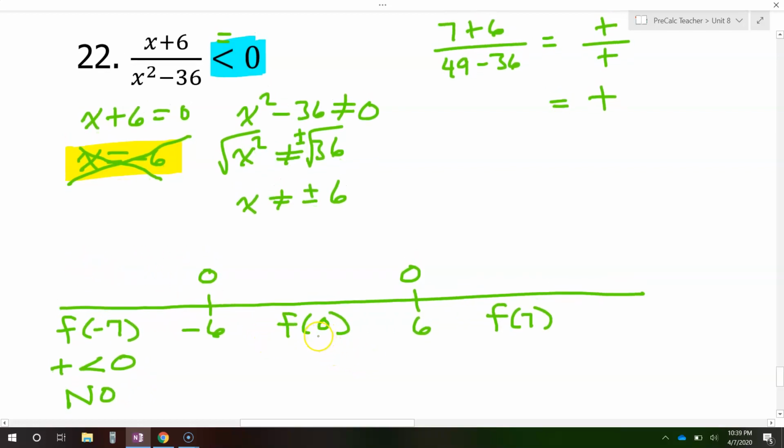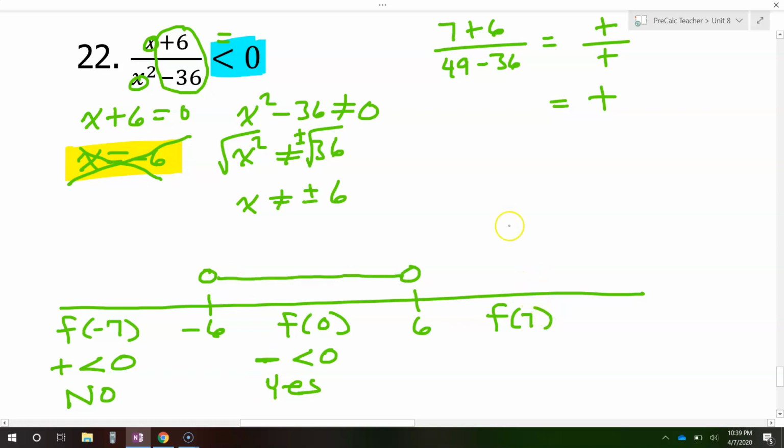Now, if I put in 0 here and here, that's just going to leave me positive 6 divided by negative 36. That is going to be a negative number. Is a negative number going to be less than 0? Yes, always. That means everything in here is going to be a solution.